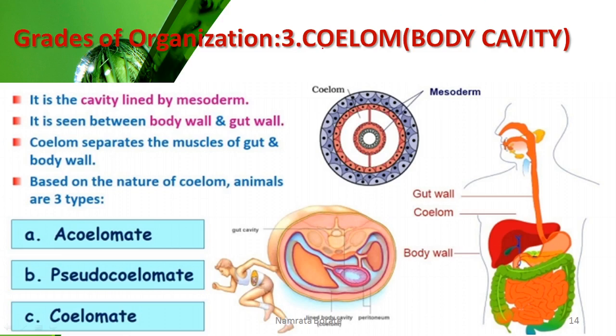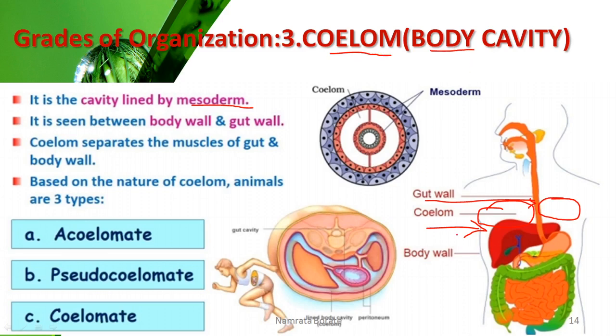The next grade of organization we see is the coelom. That's the fourth one here. It is a cavity lined by the mesoderm. This cavity is present between the body wall and the gut wall. So this one is the body wall and this one is the gut wall. In between the gut wall and the body wall, there is a presence of the cavity, and that cavity is called the coelom or the body cavity.